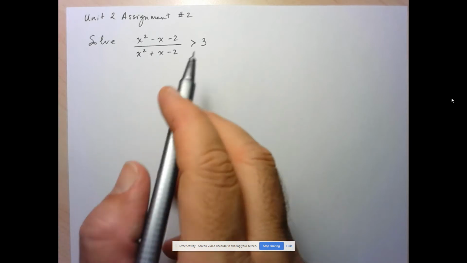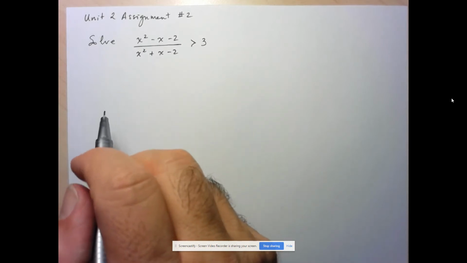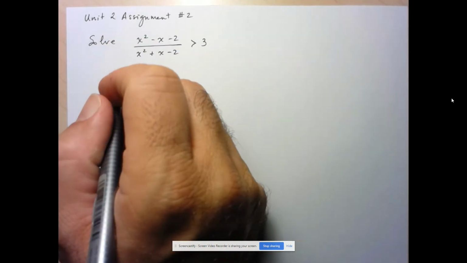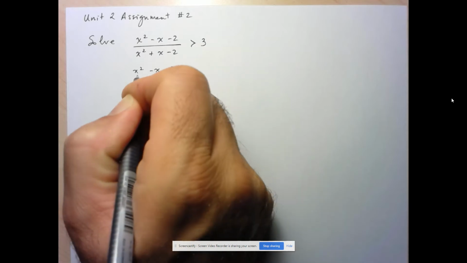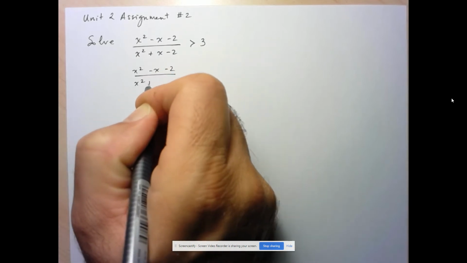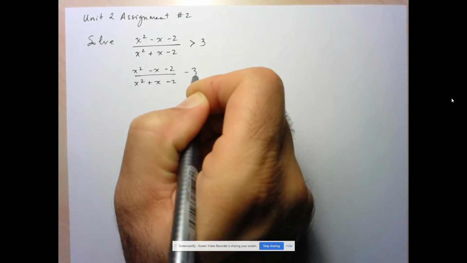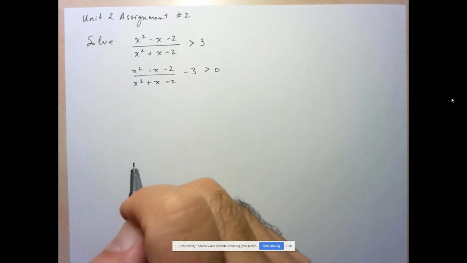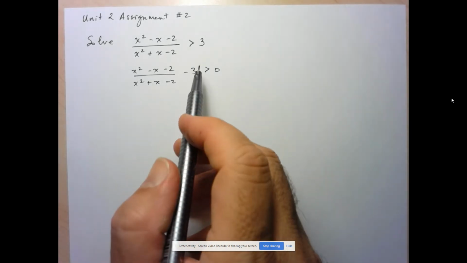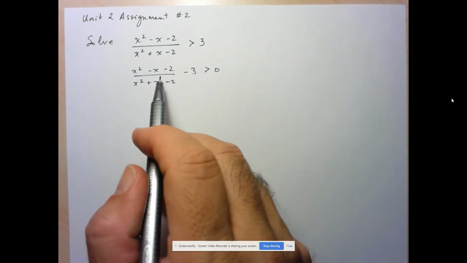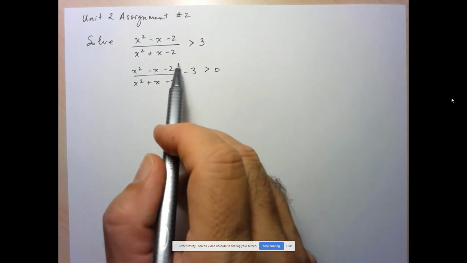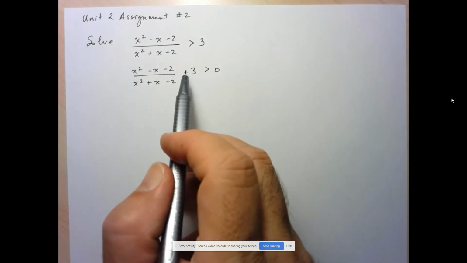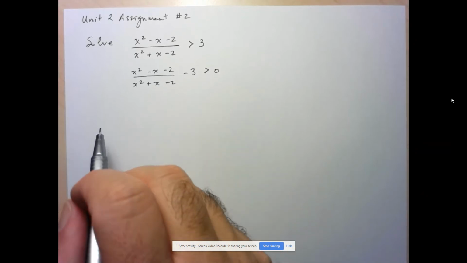All right, so step number 1 is to bring that 3 to the left-hand side of the equation and then work with it from there. So x squared minus x minus 2 all over x squared plus x minus 2 minus 3, and then greater than 0. So step 1 is to set it up so that you've got everything on one side of the inequality. Step 2 is to rewrite what you have on this left side as one single rational expression.